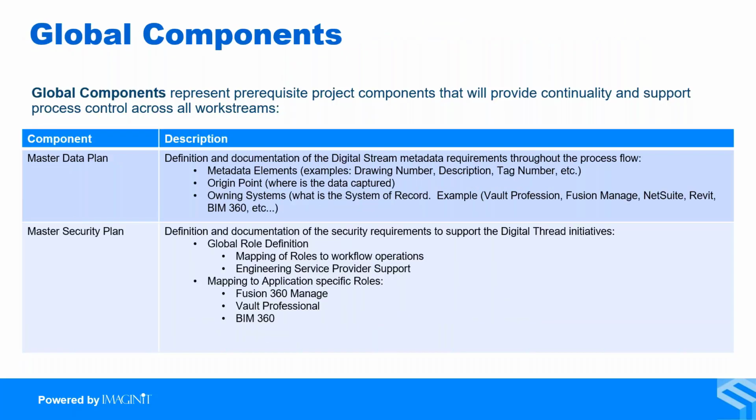It's also important to note that a large technology transformation that has multiple phases may have a lot of overlapping parts, and it may be necessary to define some global components to your project. For example, a master data plan would illustrate which fields originate where, which systems own which data, and would provide additional detail on the metadata mapping.